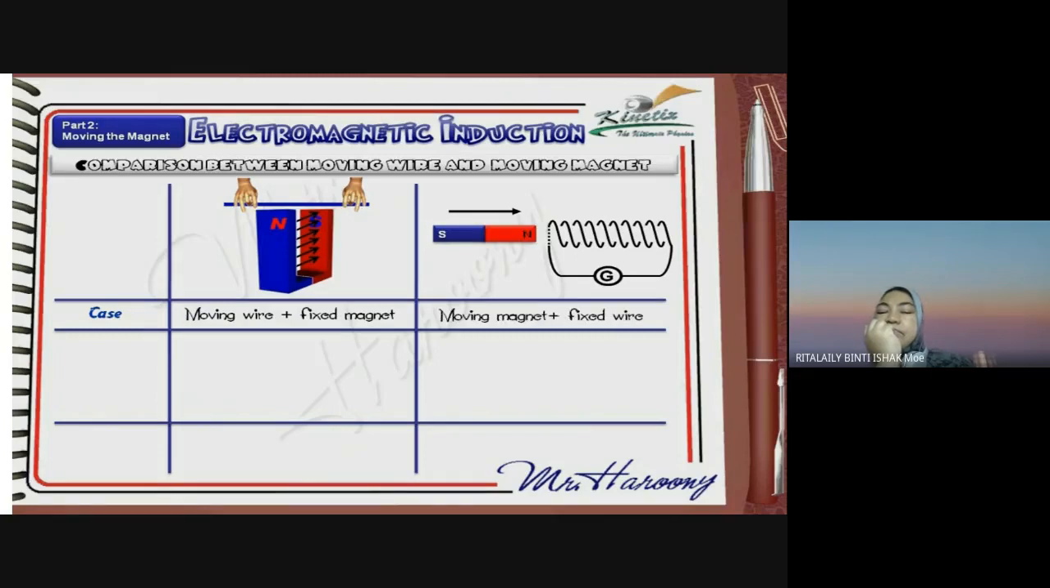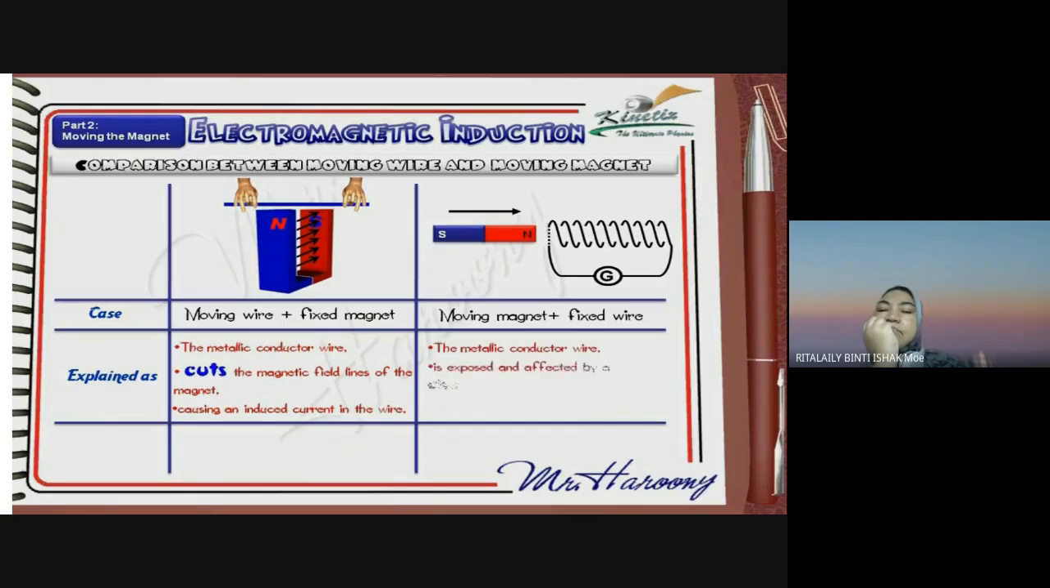If we talk about the explanation, the induced current produced by the first case is explained as the metallic conductor wire cuts the magnetic field lines of the magnet, causing an induced current in the wire. It's clear that our keyword is cuts. But in the second case, the induced current is explained as the metallic conductor wire is exposed and affected by a changing magnetic field. You can also say variable magnetic field, causing an induced current. And it's clear that our keyword is the changing magnetic field.